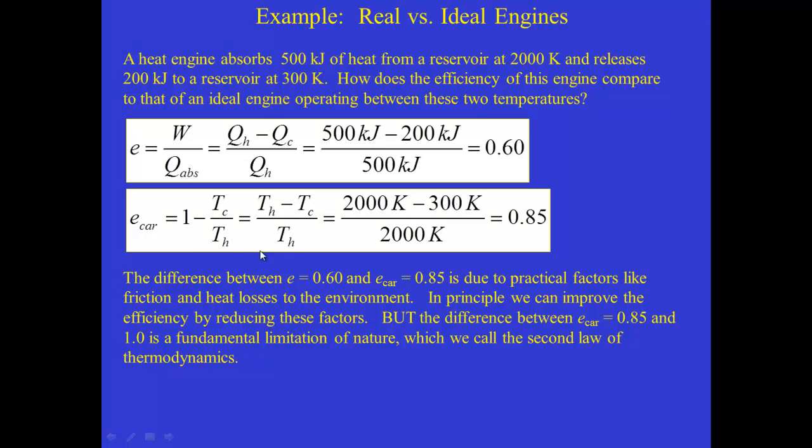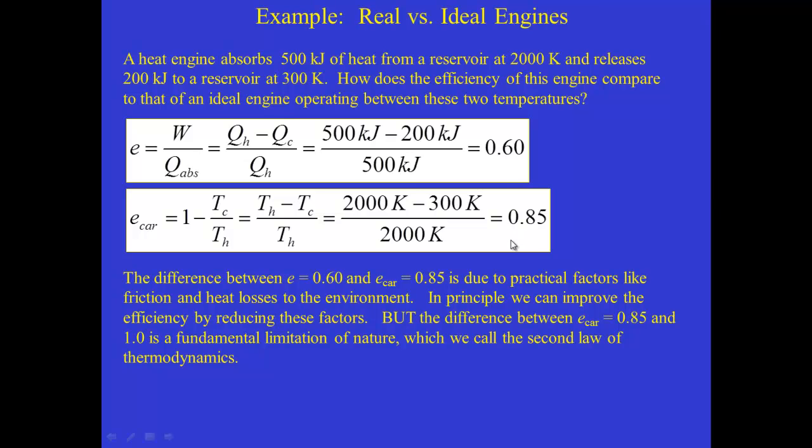So that is the actual efficiency of this particular engine. Now the Carnot efficiency, and we'll label this differently because it's an upper limit, that would be 1 minus the ratio of the two temperatures. And so here we get an answer, when we plug those temperatures in, of 0.85. And let's be clear, when we compare these two numbers, the difference between 0.6 and 0.85 is due to the practical kinds of factors that occur in the real world. We've got friction, we've got heat losses. We can't make an engine that's actually completely reversible.